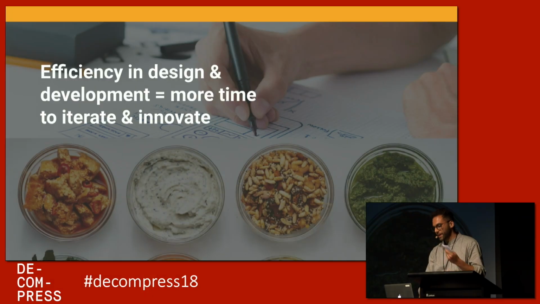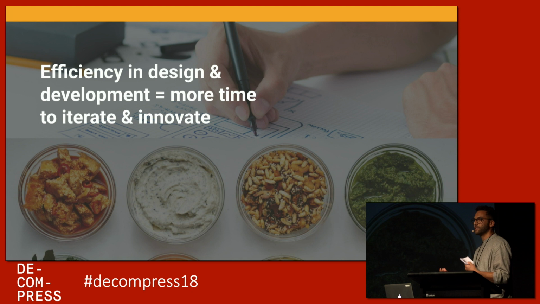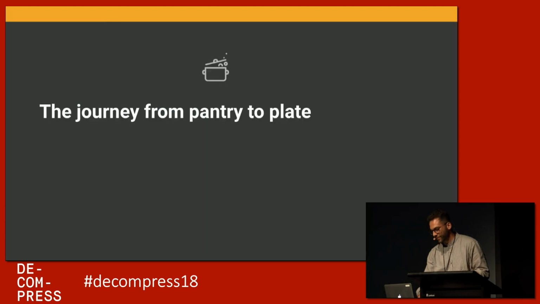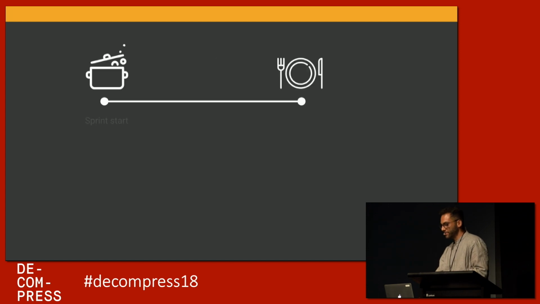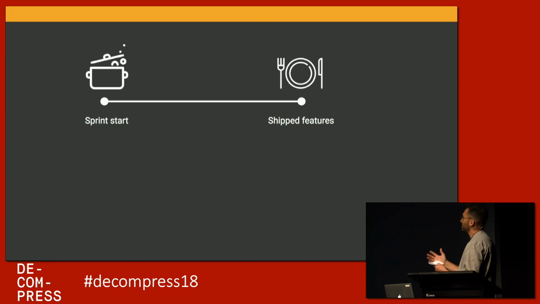So that brings me to just a quick talk about efficiency. This is a bit more visual, just talking about how being more efficient in design and development can save you some time. You can use that time to iterate. The more you iterate, the more likely you are to innovate. So this is a journey from pantry to plate. We just think that the bubbling pot on the left is the start of the sprint, the start of the cook, and the plate with the cutlery is food on the table, experiences delivered to users, right?